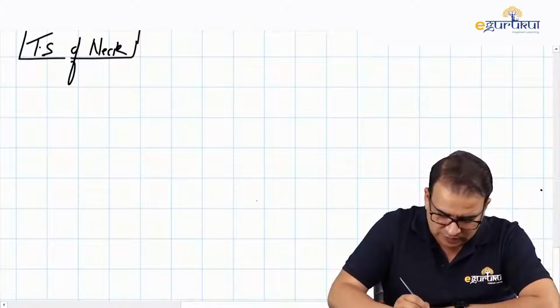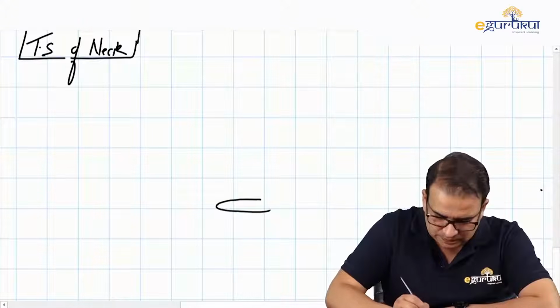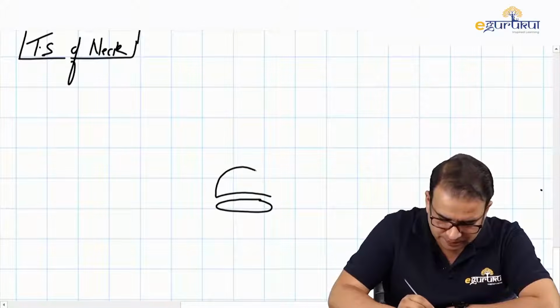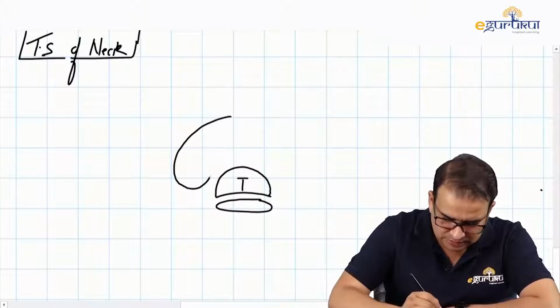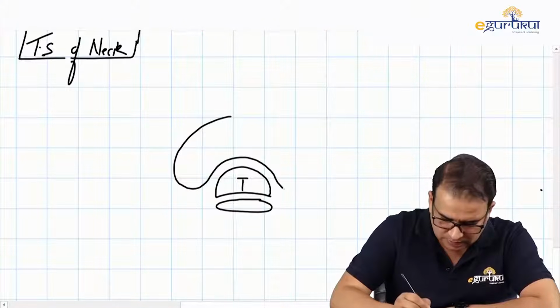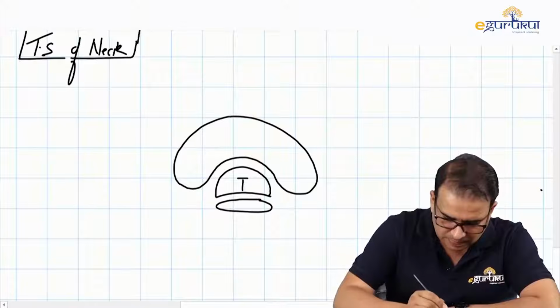So there we go, guys. If this here is the esophagus, and there's the trachea. And we said thyroid gland is located in this way.